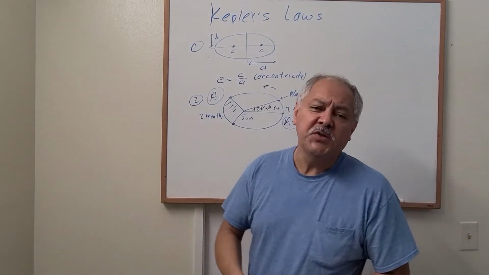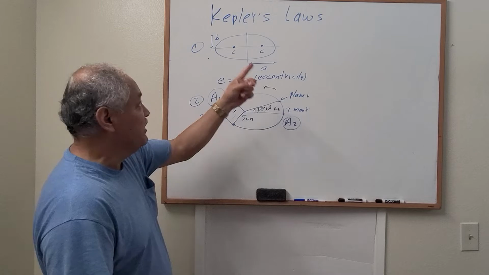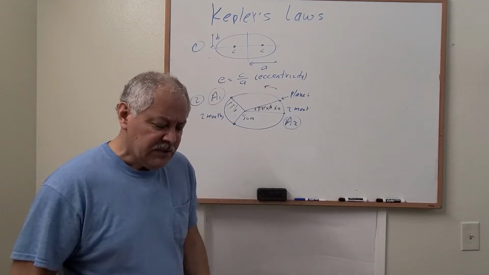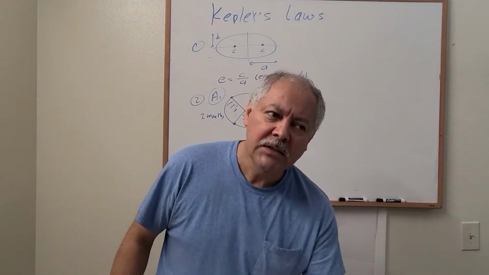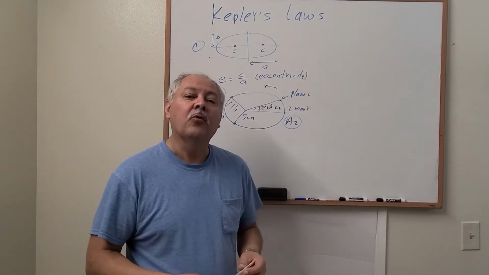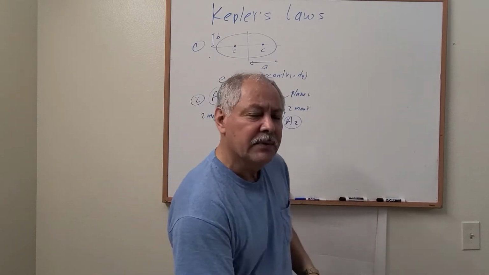Okay, let's go for the next experiment. The next experiment is going to be Kepler's laws. Let's pay attention to the first one and the second one. The first one says that all the planets moving around the sun move in an elliptical path, where the sun is in one of the focal points, right? So let's prove that today.